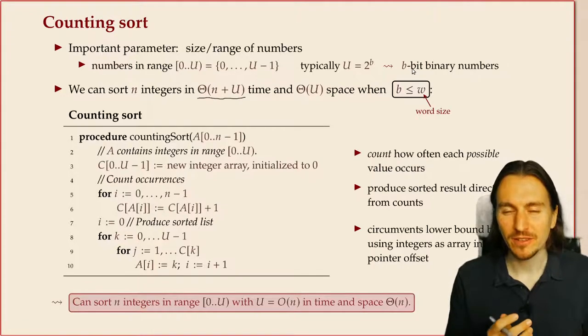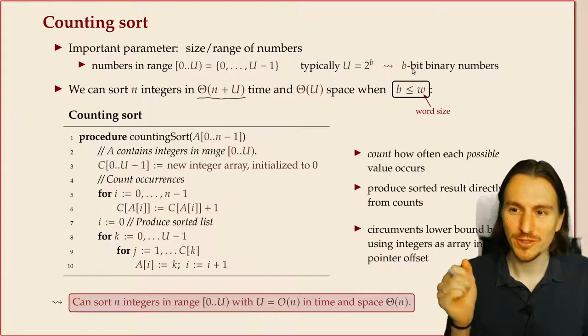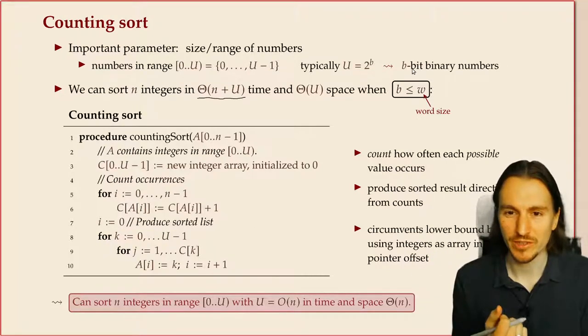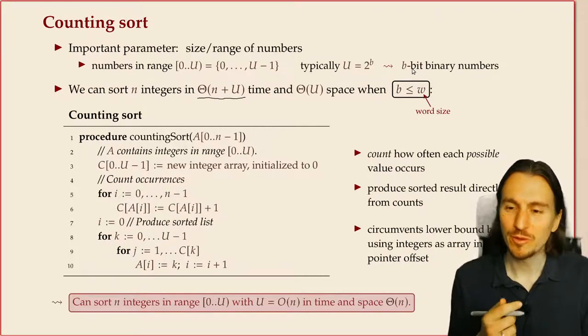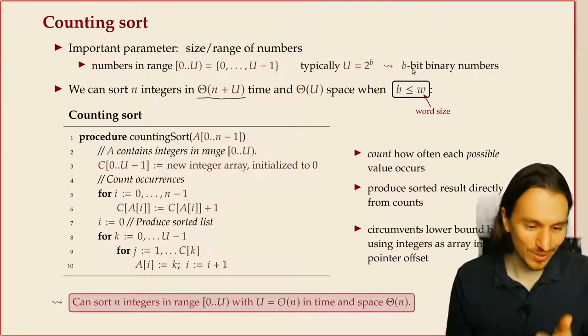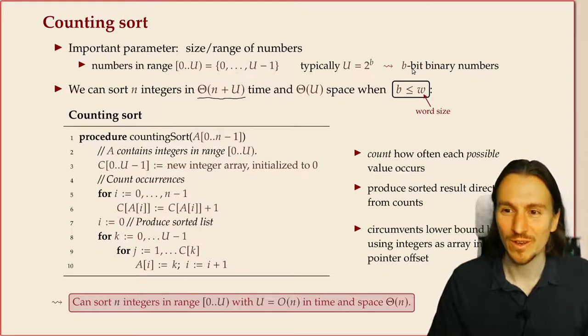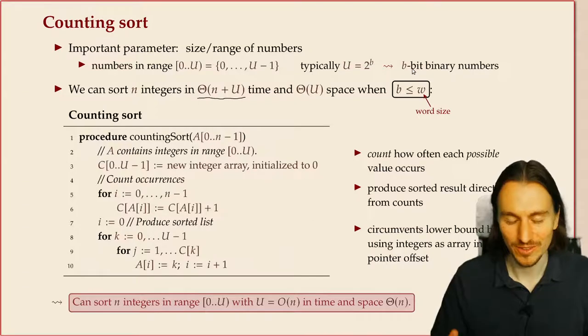I bet many of you have seen counting sort, but maybe not with the stress of word RAM and word size. So if you've seen this before, carefully think about the limitations that it has and whether or not you were aware of these. When I first saw the whole theory of sorting, I found this very puzzling. And only when I saw the word RAM, it became clear that this makes sense and is consistent in itself.